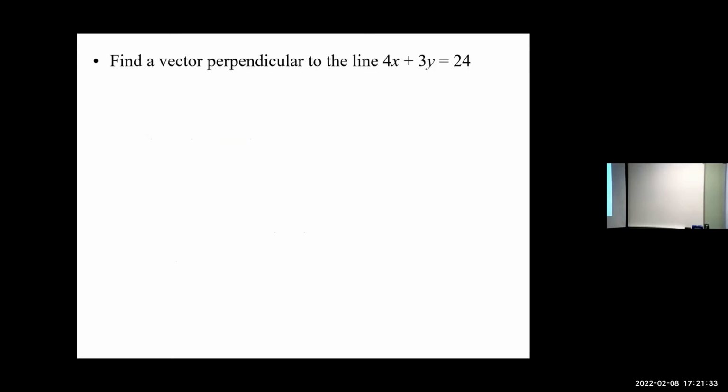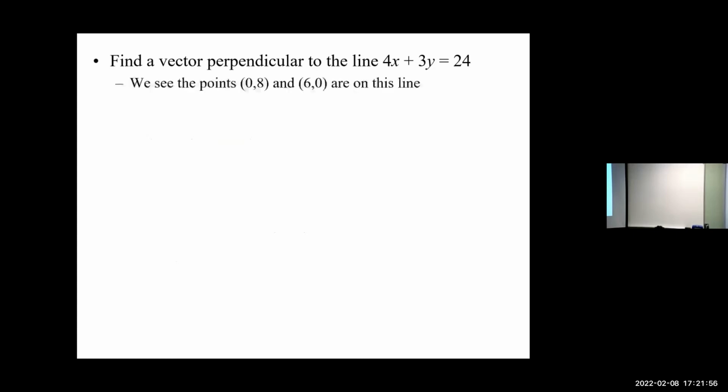Guys, we're going to deal a lot with what are called normal vectors in here. Again, normal vectors means a vector that is perpendicular to something that we're looking at. So in this case, we want to find a vector perpendicular to the line 4x + 3y = 24. We are looking for what's called its normal vector.